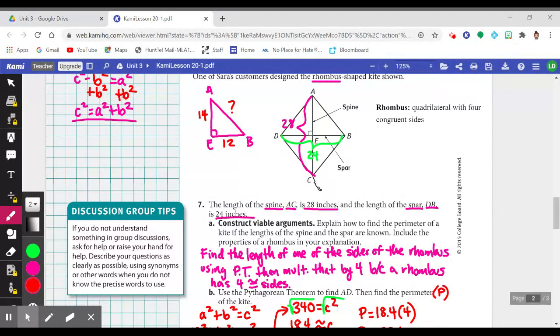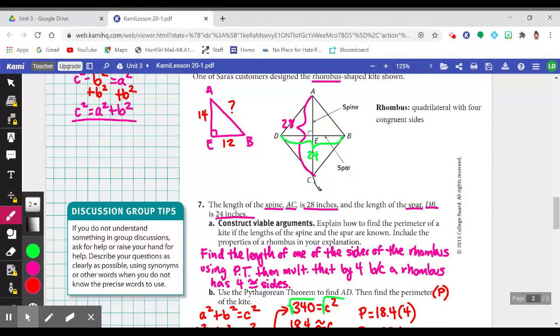Now, it is very important that you utilize these measurements properly, because 28 is actually not the length of a side of a right triangle. 28 is the length from A to C. So when using the Pythagorean theorem, we have to be sure we're using lengths of sides of right triangles. And DB, 24 inches, is actually the length between 2 vertices of the rhombus, not necessarily a side of a right triangle. So I wanted to find side AB.